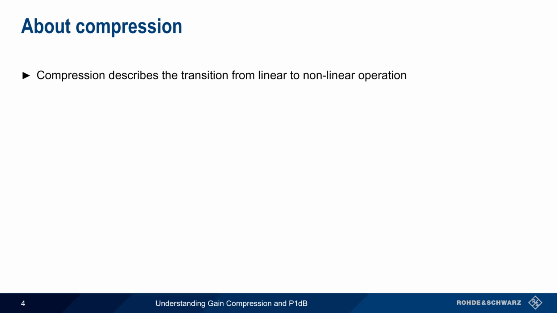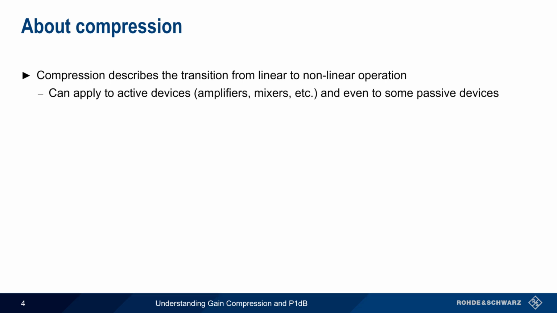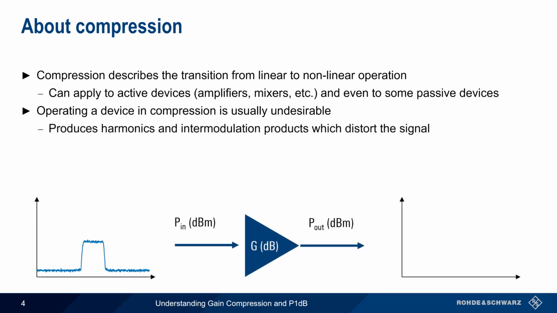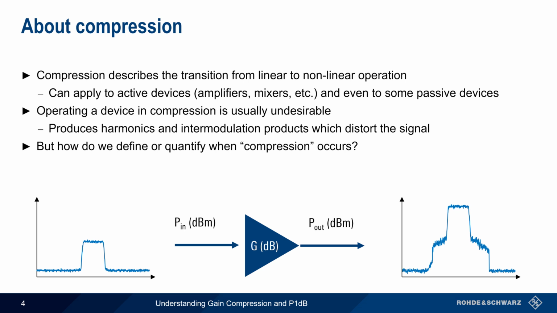Although it normally applies to the behavior of active or powered devices, such as amplifiers, mixers, etc., compression can also occur in passive or non-powered devices. Operating a device in compression is almost always undesirable, primarily because it creates harmonics and intermodulation products. Instead of the output being simply a higher amplitude version of the input, compression can cause the output signal to become distorted. It's therefore important to have a way of defining or quantifying the power level, or point, at which compression, and thus distortion, begins to occur.